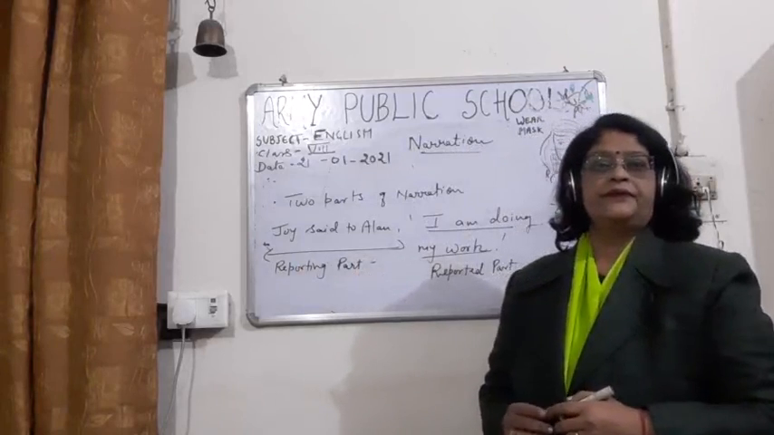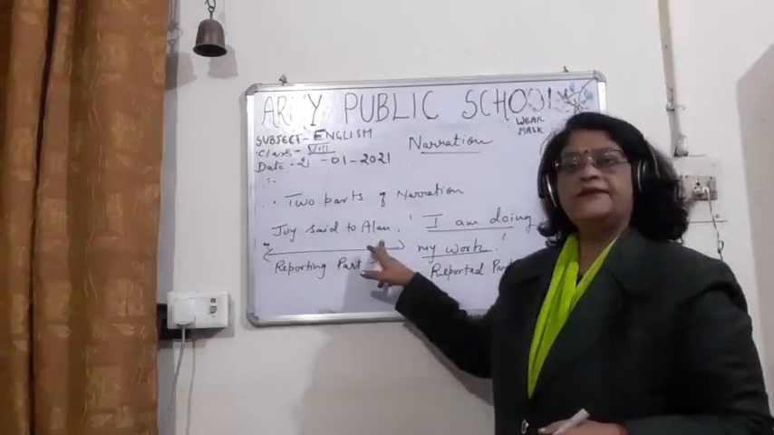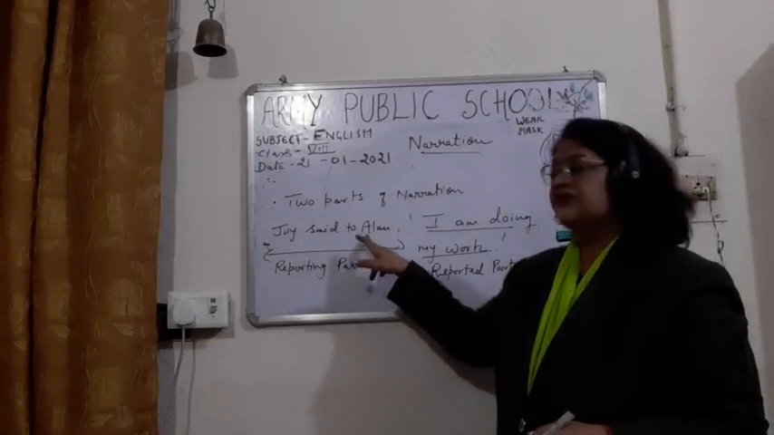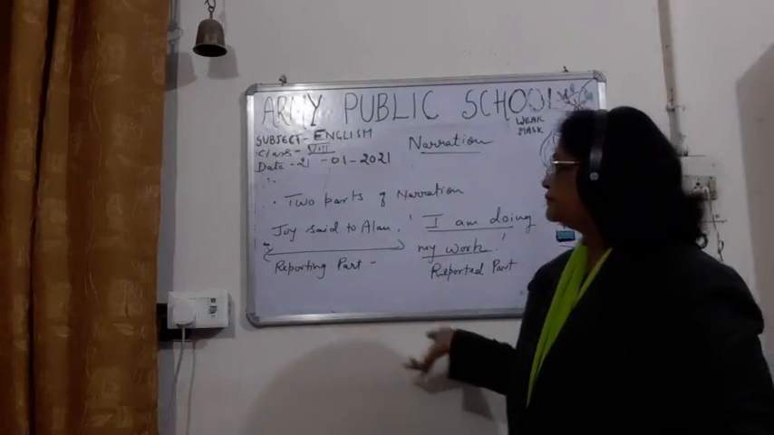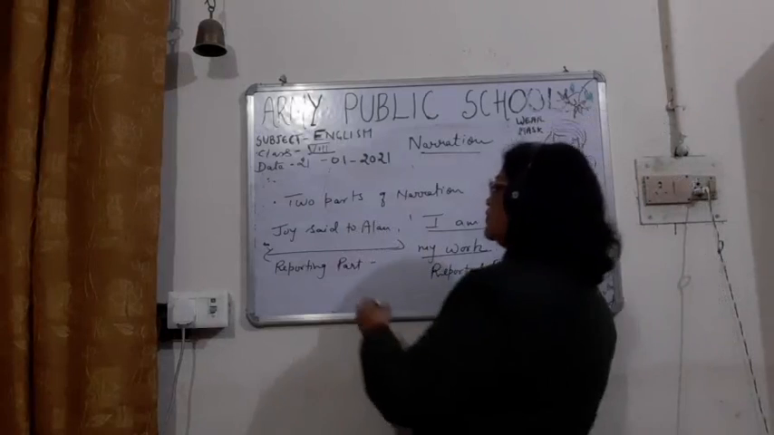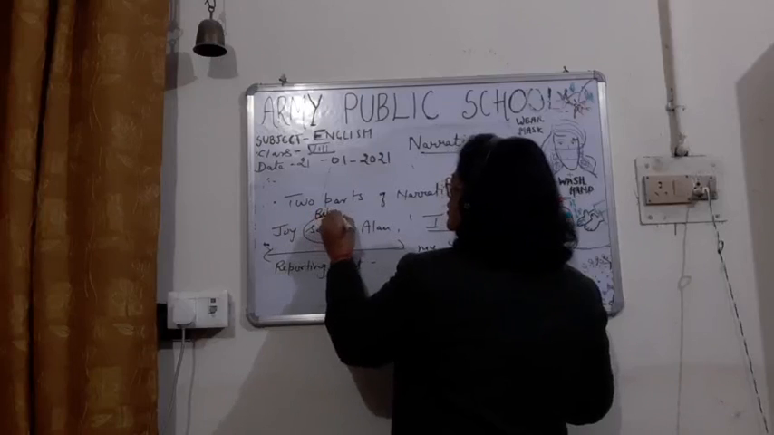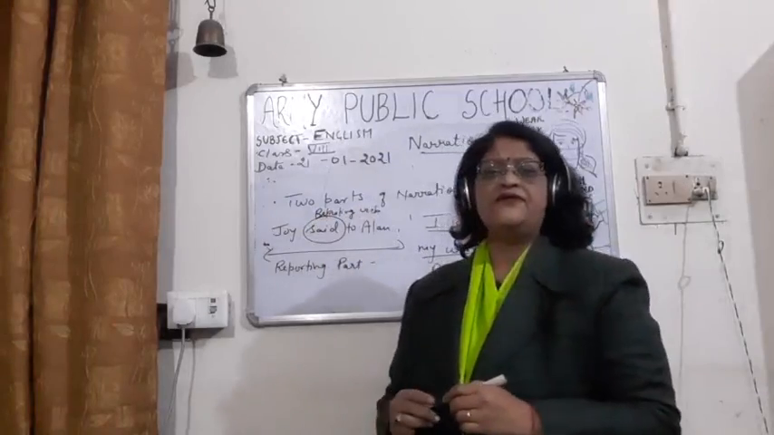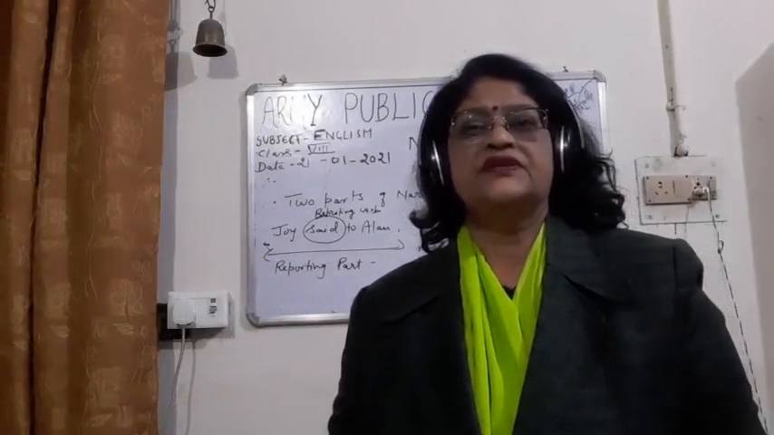Remember that Joy said to Ellen. Children, remember this, that this is a reporting verb. This is a very important thing. This is the central thing, through which everything is decided. It controls like the sun in the solar system.